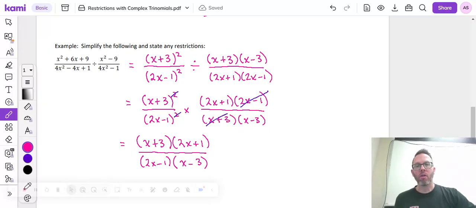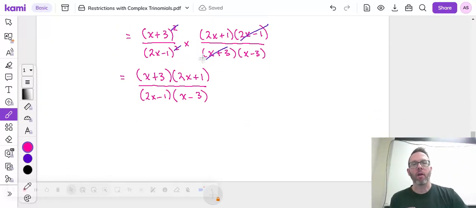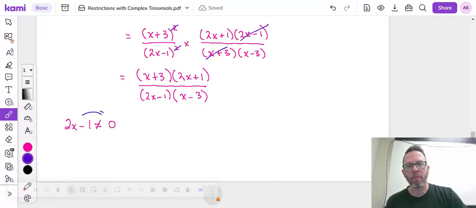I'm going to show a whole bunch of extra work here that you don't need to show, but maybe write down if you need to feel comfortable. So what makes 2x minus 1 equal to 0? Well, you bring over the 1, makes it positive, and then you divide by 2. There's kind of a pattern here. So from that bracket, x can't be 1 over 2. And then from the 2x plus 1 bracket, it can't be 0.